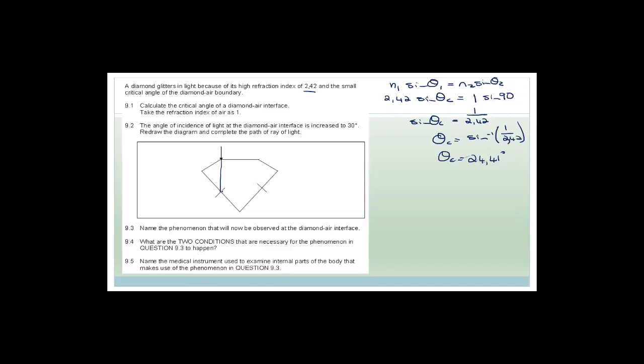But what happens when it hits over there? It is going to be total internal reflection because this angle is bigger than the critical angle. So then we go, okay. And then what's going to happen? Again, this angle is possibly bigger than the angle of incidence of 30 degrees.